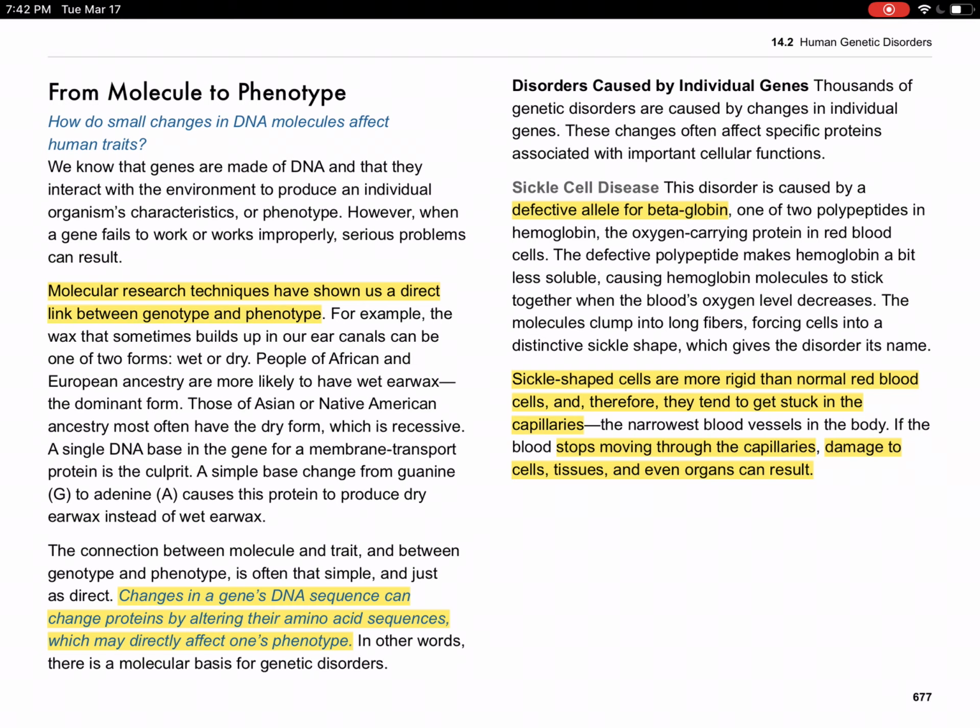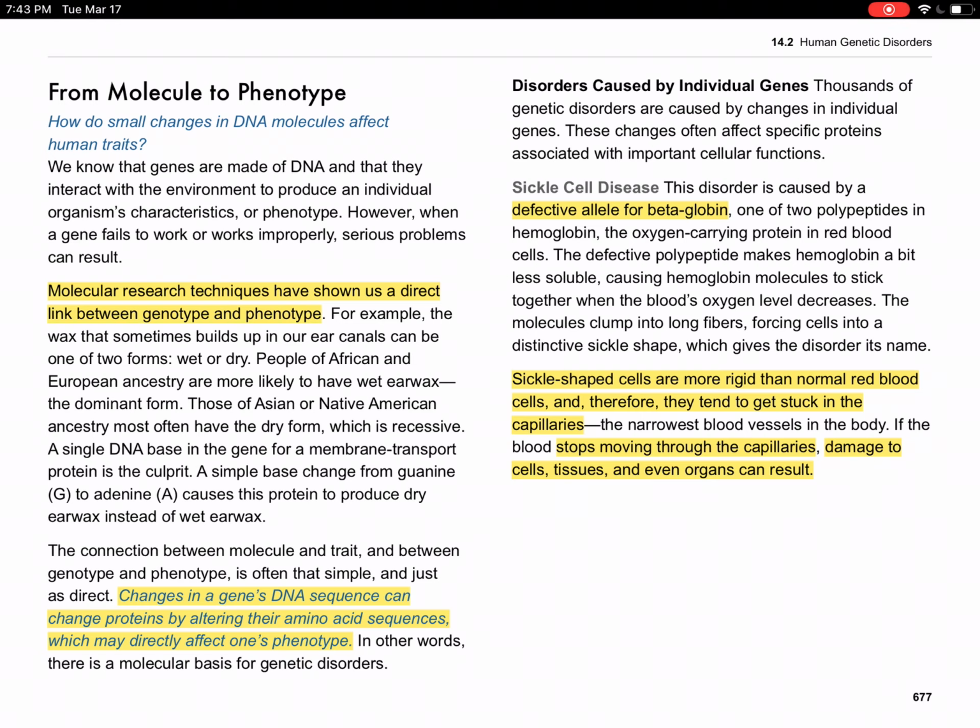Number 2, how do small changes in DNA molecules affect human traits? Changes in a gene's DNA sequence can change proteins by altering their amino acid sequences, which may directly affect one's phenotype. In other words, there is a molecular basis for genetic disorders. There are thousands of genetic disorders that are caused by changes in individual genes. These changes often affect specific proteins associated with important cellular functions.